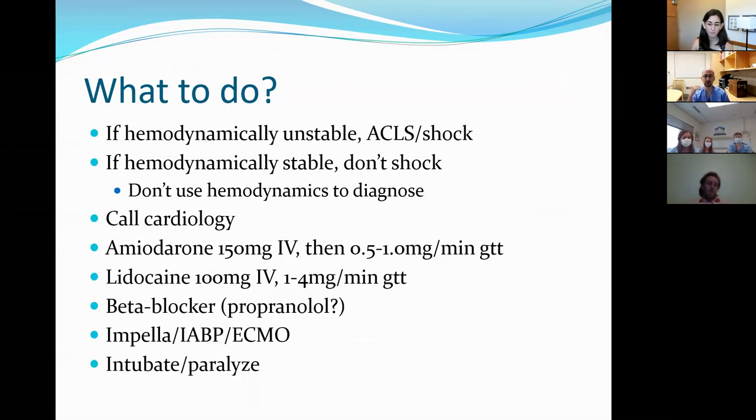So what do you do if someone presents with VT? If they are hemodynamically unstable, shock them and do your ACLS algorithm. If they're stable, please don't shock them.